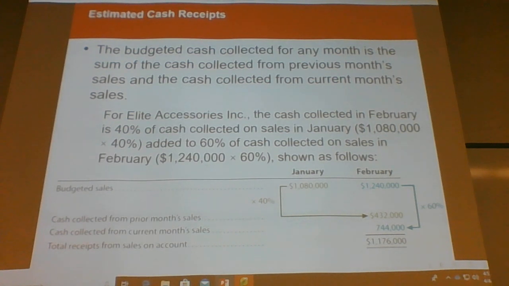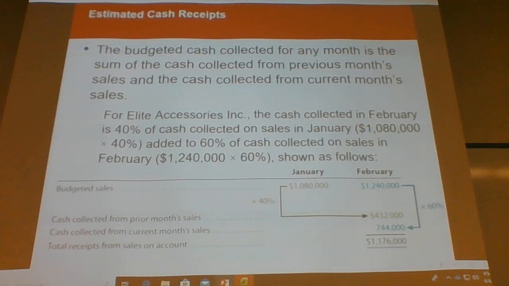so let's see what we have here. We have this company, Elite Accessories. Did they name it back here? They did. Okay, Elite Accessories, and it looks like we're trying to determine the amount of cash receipts from operations for the month of February. And so if we go with the same formula that we had before, if we're talking about February, then we're hoping to collect 40% of our sales from January, which was $1,080,000. And then we're also going to collect 60% of our sales from February, which is 1.24 million.